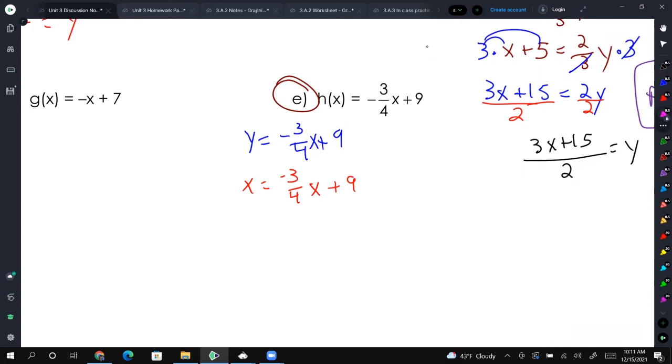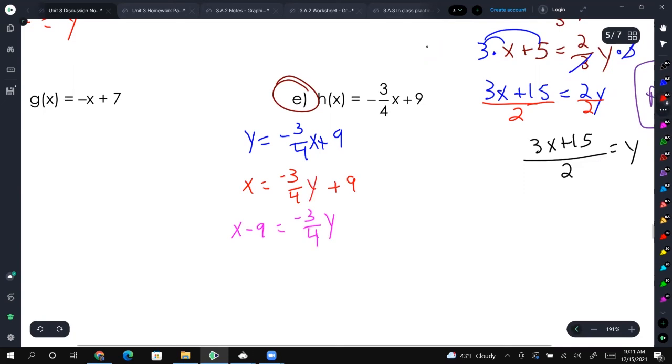Subtract 9 from both sides. Oops, I forgot to make this a y. Okay, so I've subtracted 9 from both sides. Then I'm going to multiply both sides by 4. When I multiply both sides by 4, these go away, and I'm left with 4x minus 36 equals negative 3y.